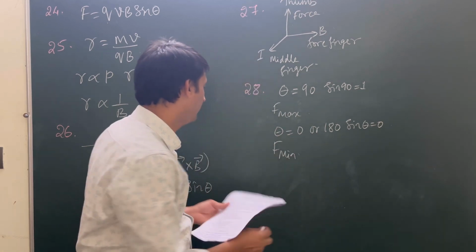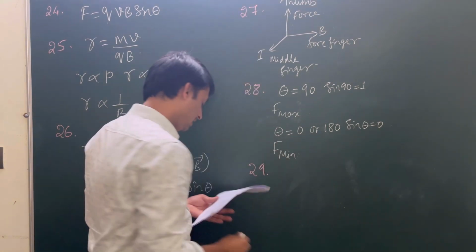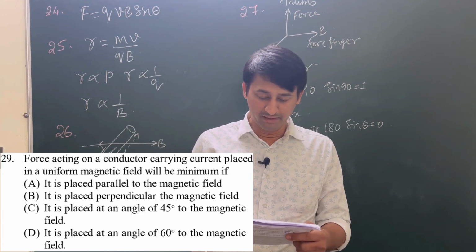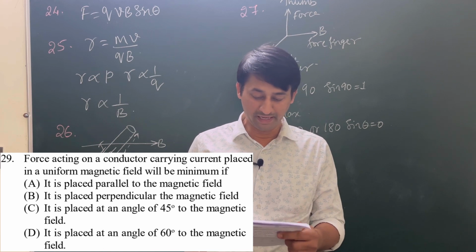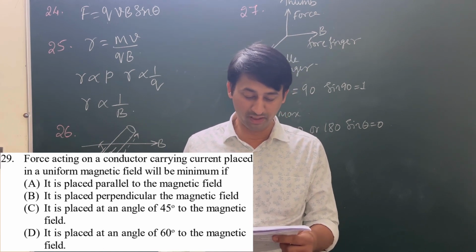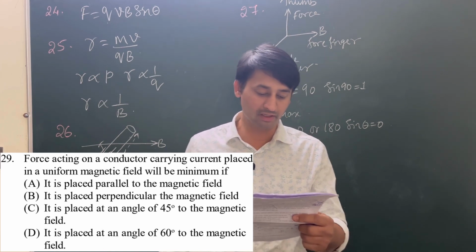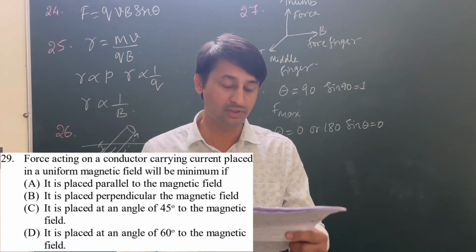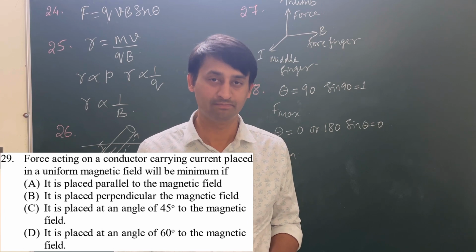Next, question number 29. Force acting on the conductor carrying current placed in a uniform magnetic field will be minimum. When is it minimum? When it is placed parallel to the magnetic field. Option A is the correct answer.